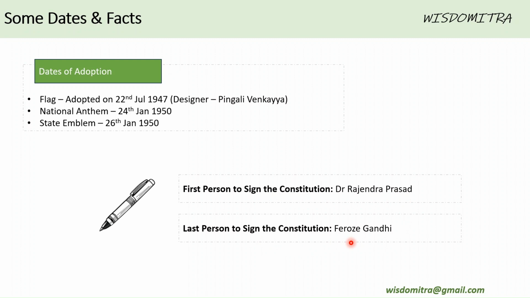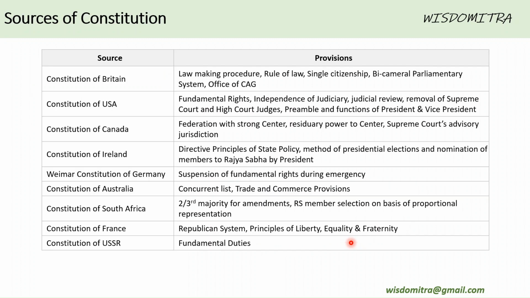Let us delve into the next thing, that is the sources of constitution. So the Constituent Assembly spent near about 3 years to formulate this constitution, but it took inspiration and ideas from multiple sources, and here is the list.